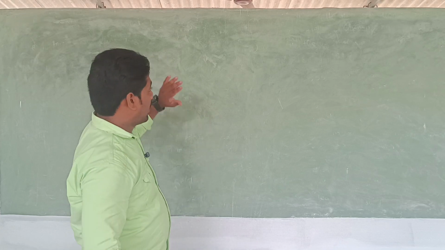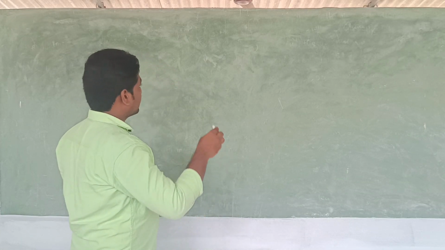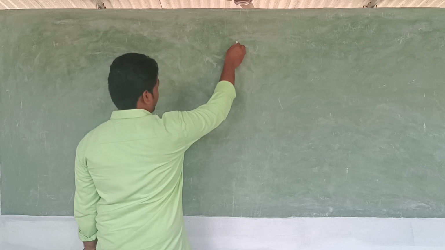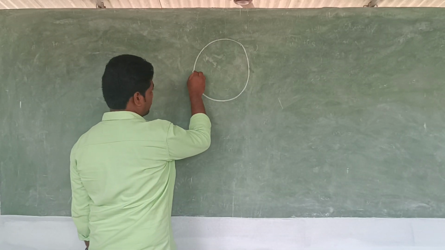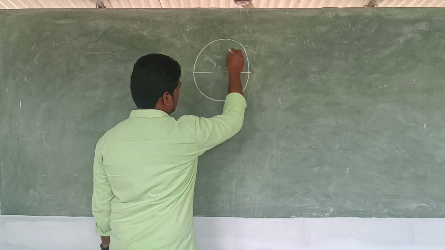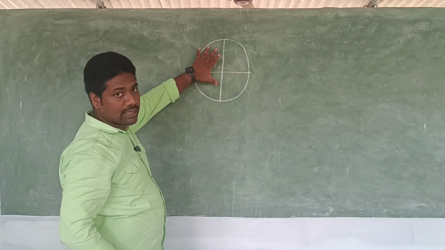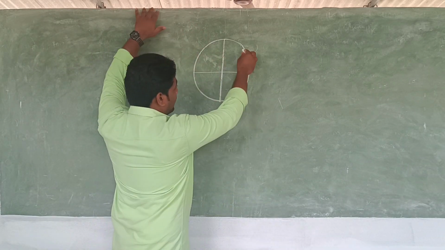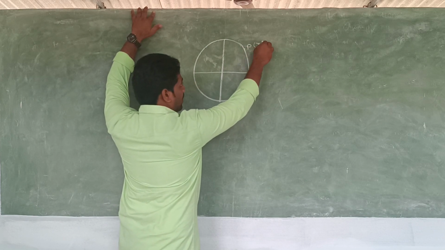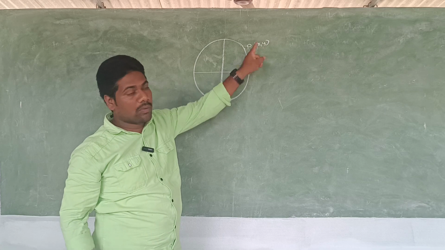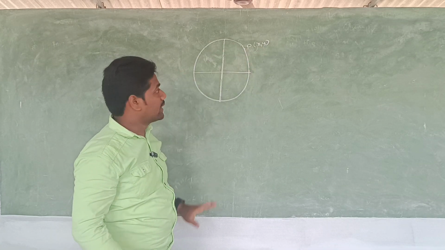Everyone, in the last class we saw trigonometry. In that, I'm taking one rectangular coordinate system. In this rectangular coordinate system, I take a circle. On this circle I'm taking one point P(x, y). P(x, y) is a point on the circle.